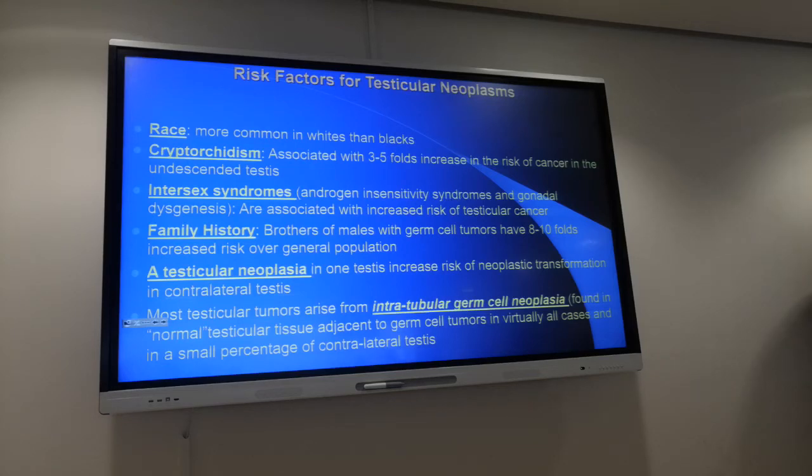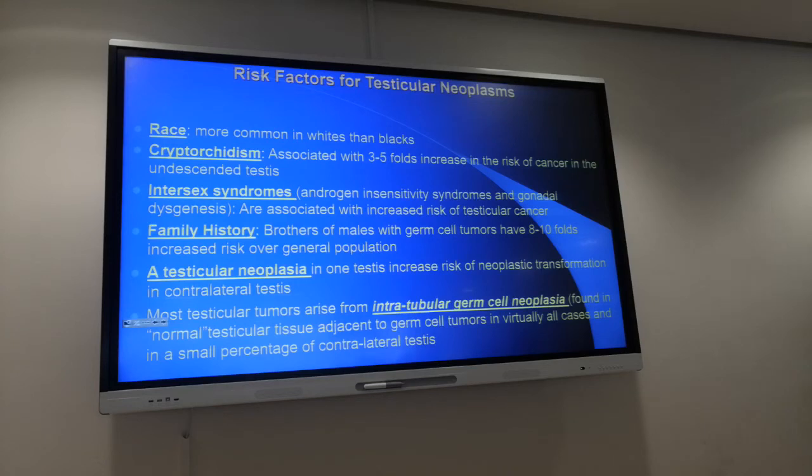Most testicular tumors arise from something known as IGCN, intratubular germ cell neoplasia. The way that I want you to think about it is that this IGCN is a carcinoma in situ. Okay? Carcinoma in situ, ground zero, from which all different types of germ cell tumors may arise. All right.